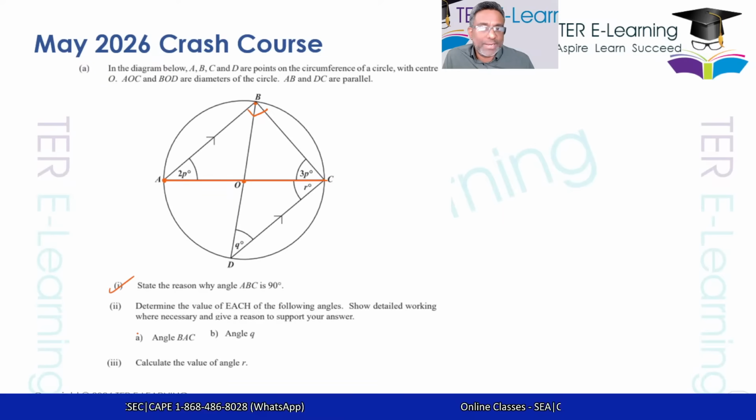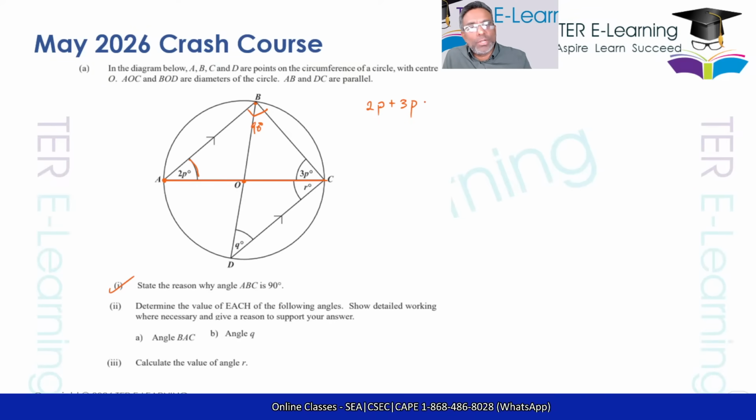The next thing we want to calculate is angle BAC. That's this angle here. So you have a triangle here. Remember, this is 90 degrees. So all I need to do is say that 2P plus 3P plus 90 is equal to 180. So if I add up all the angles in that triangle ABC, it should add up to 180.